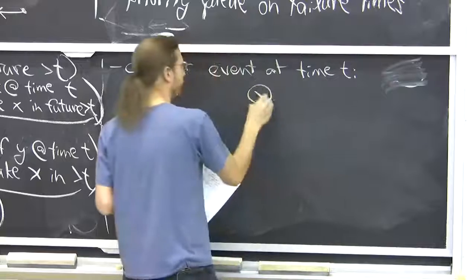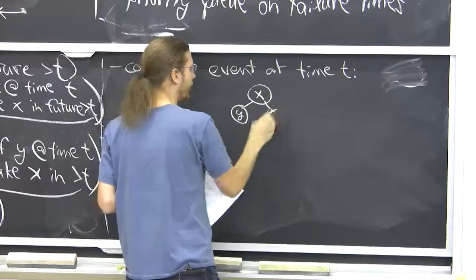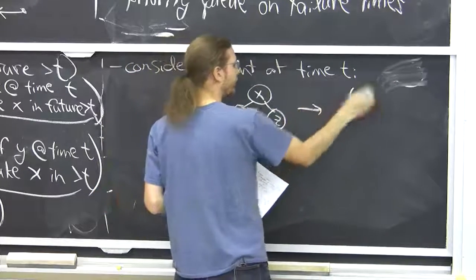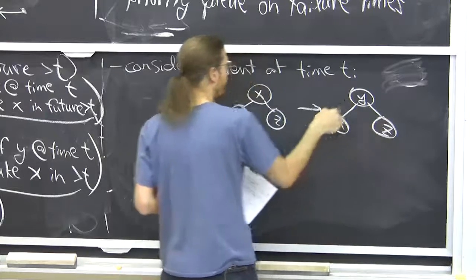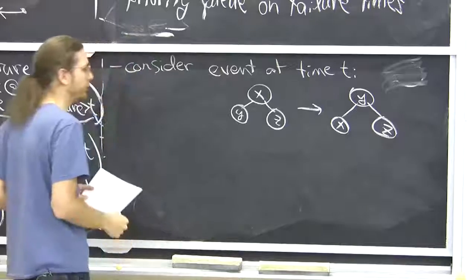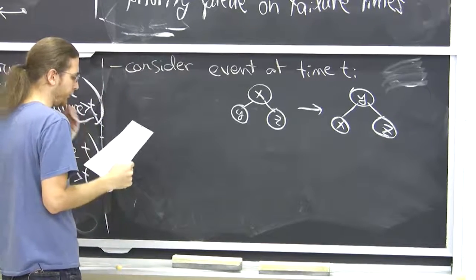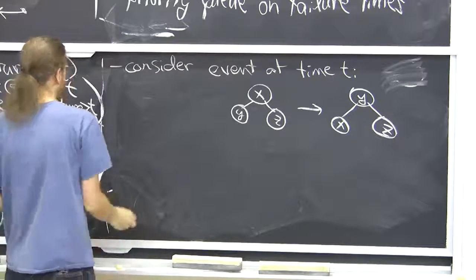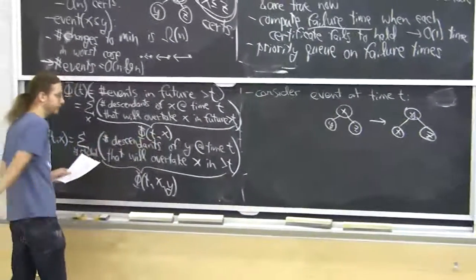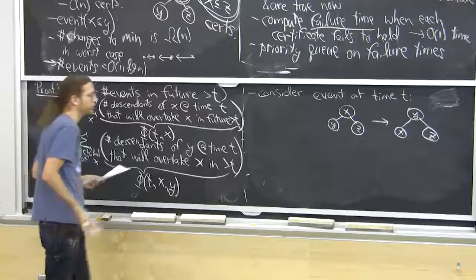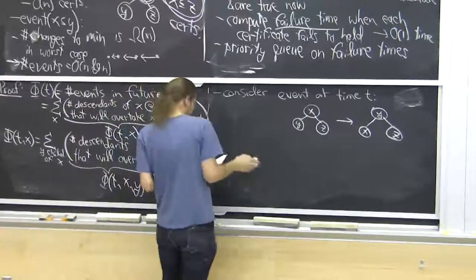A little bigger. X, y, z. Let's say we need to change it to y, x, z, because y is about to overtake x. How does the potential change? Well, potential is the sum of all of these phi t x's. So which of these phi t x's change?